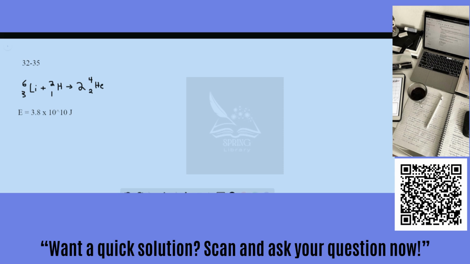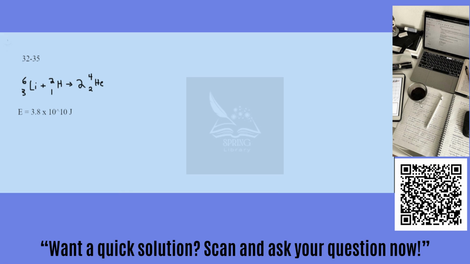Question 35 states that one proposed fusion reaction combines lithium and deuterium to give helium-4 in the following reaction. How many kilograms of lithium would be needed to supply the energy needs of one household for a year, estimated to be 3.8 times 10 to the 10 joules?